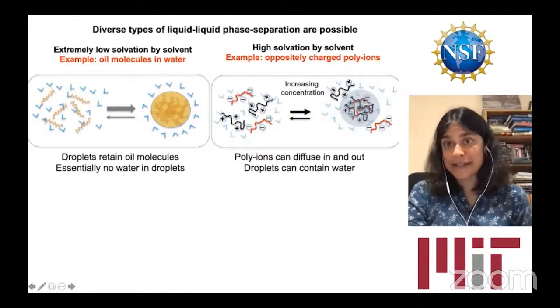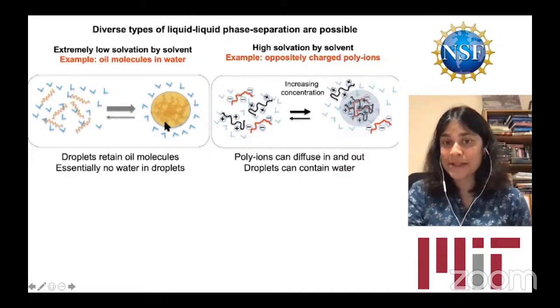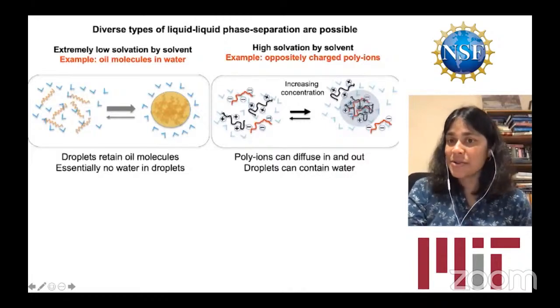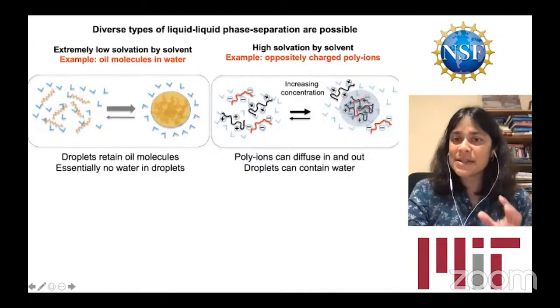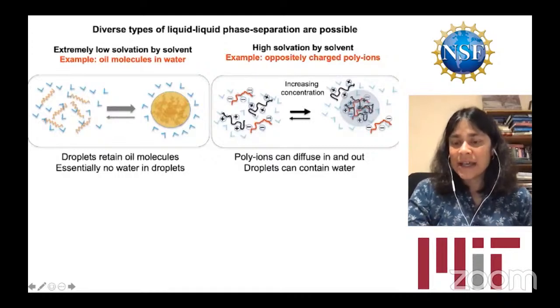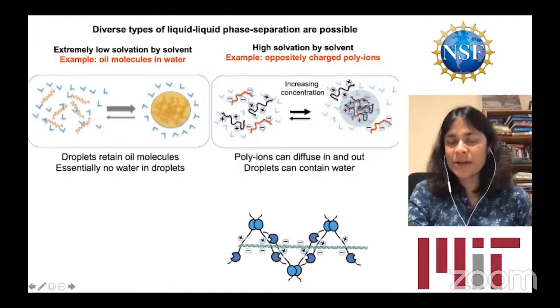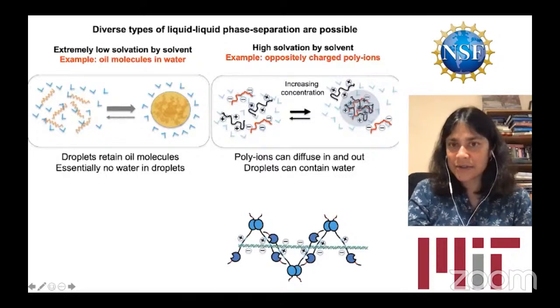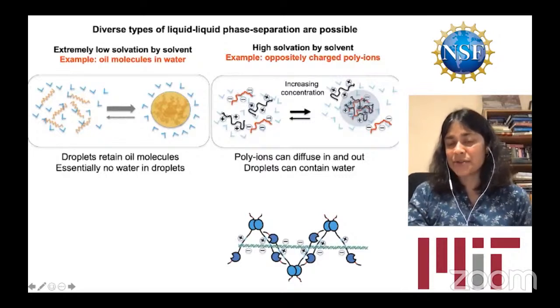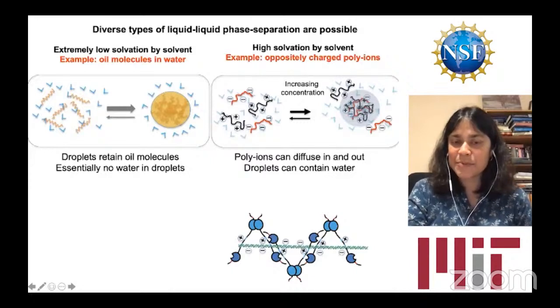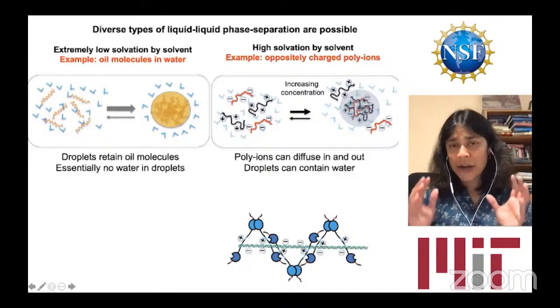Now, these phase-separated states are quite different from the oil and water phase-separated states, because polyions can diffuse in and out, because they can also be solvated by water. And the droplets formed by the interaction between the polyions can contain water. And so if we look at these two types of phase-separated systems and ask, what does HP1 and DNA resemble more? We believe it resembles more this latter type of phase separation system mediated by electrostatic interactions, because phase separation in the HP1 context is mediated by the interaction of negatively charged DNA with the positively charged hinge.